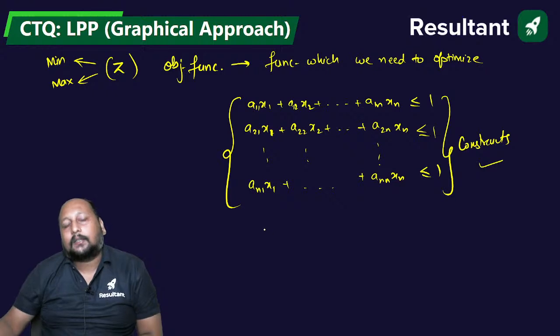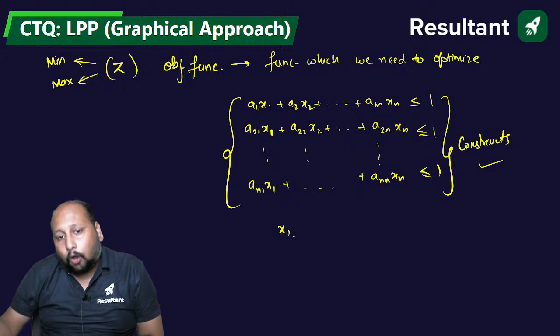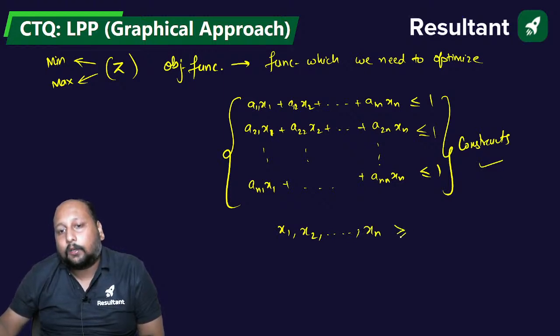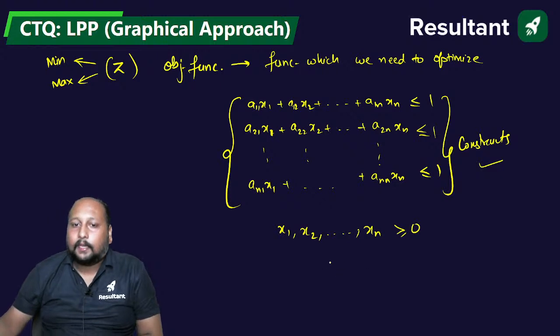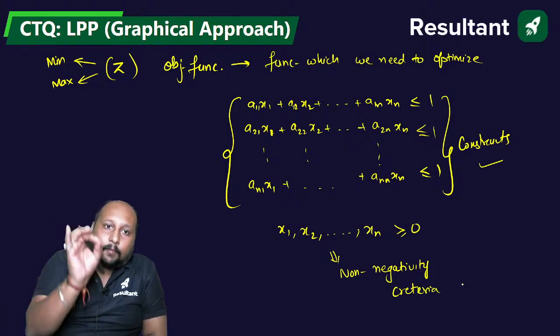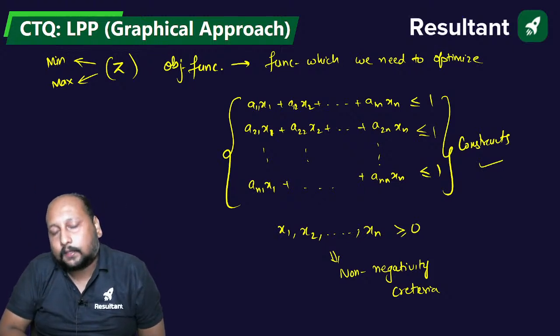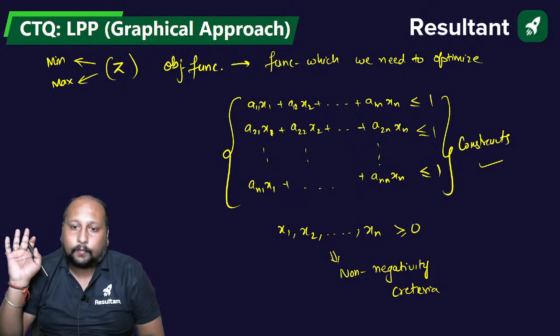Then the last condition for any LPP is the non-negativity criteria. That means all the variables that we write here, from x1, x2 till xn, should always be greater than or equal to 0. This is the non-negativity condition. No variable will have a negative value; it will always be positive or zero.